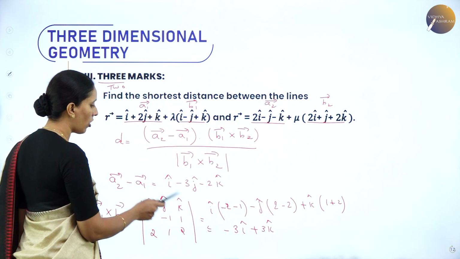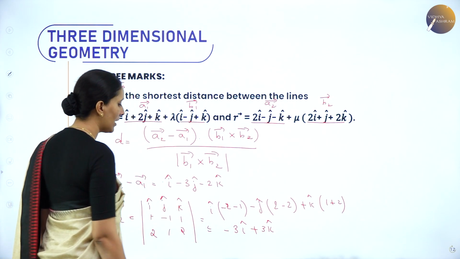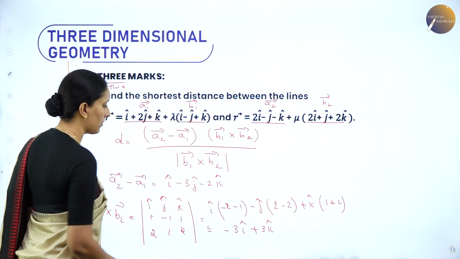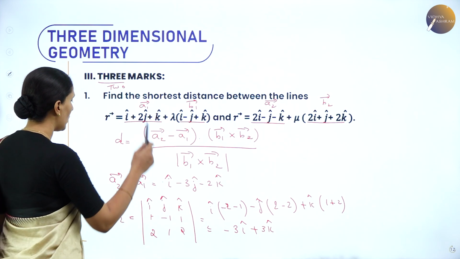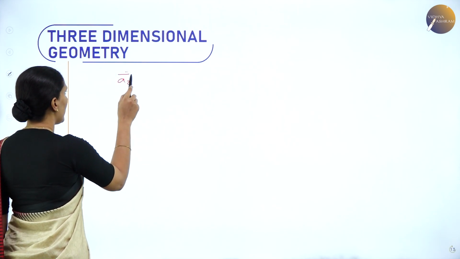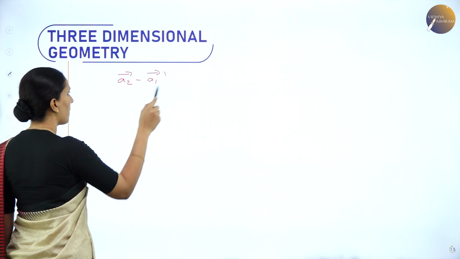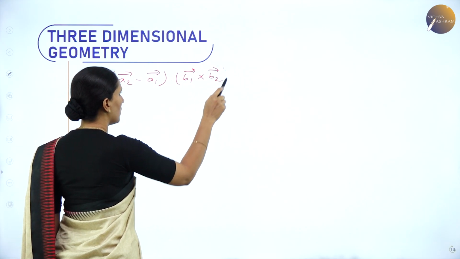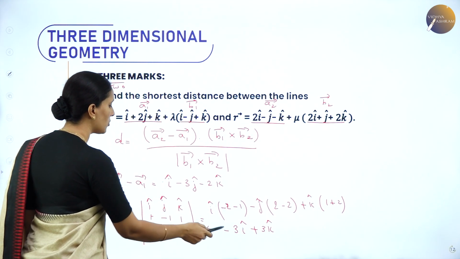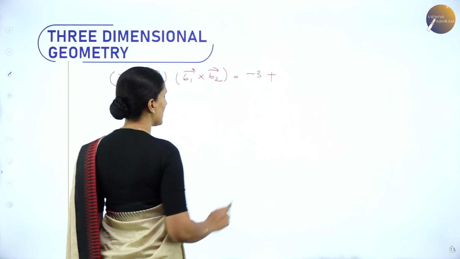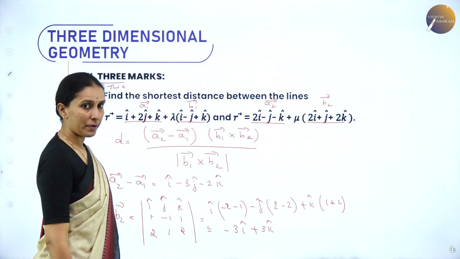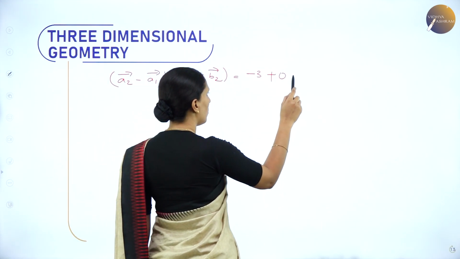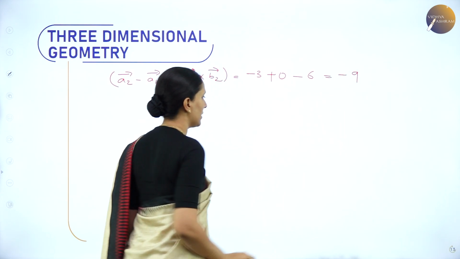b2. If you take the dot product, minus 3 into 1 is minus 3, the j component is 0, minus 2 into 3, which will be equal to minus 6. So let's take the dot product, that is vector (a2 minus a1) dot (b1 cross b2). That is equal to 1 into minus 3 plus minus 3 into 0, which becomes 0, minus 2 into plus 3, which is minus 6. So 0 minus 6. So the value is minus 9.